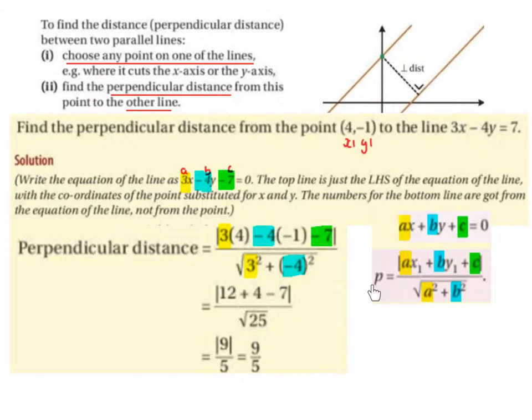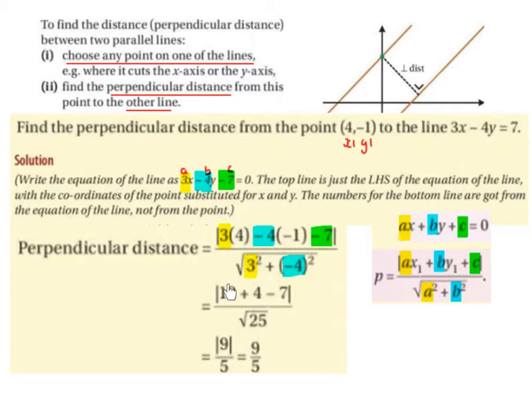So we have the perpendicular distance equals the modulus of a times x1. So it's going to be 3 times 4, because we label our point x1, y1, so 3 times 4. Then we have the b, which is -4. And stuck onto that we have our y1 value, which is -1. And then we have plus c, which is going to be -7. Then we have our line dividing the two, so making it into a fraction, and we have the square root of a squared, which is going to be 3 squared, plus b squared, which is going to be (-4) squared. Make sure you've got brackets around your -4.